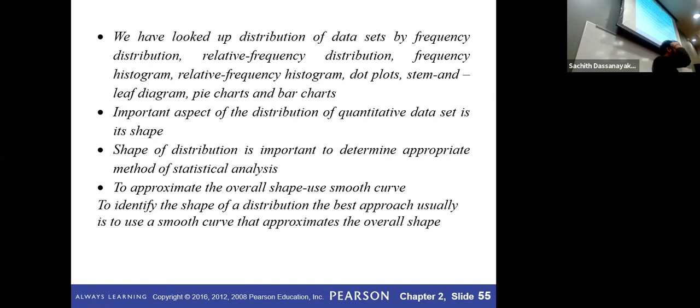I haven't shown you the shapes using a stem plot, but still we can identify the shape of a distribution using a stem plot. Later I'll show you how to identify that, because you will have questions asking what the shape of this distribution is. I have given a correct stem plot, and the question is something like: identify the shape of this distribution. You don't have to do anything, just look at the stem plot and try to identify the shape. I'll show you after a few slides.